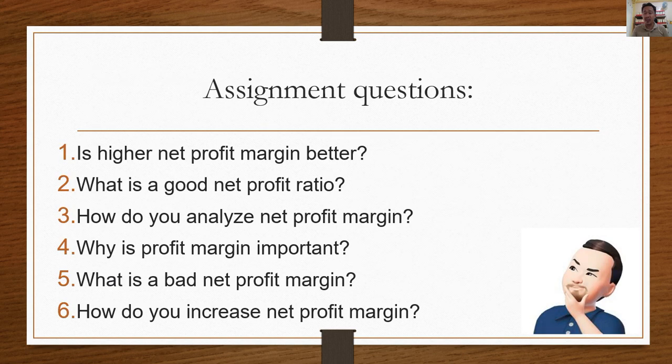So here's your assignment questions. Is a higher net profit margin better? What is a good net profit ratio? And how do you analyze net profit margin? Why is profit margin important? What is a bad net profit margin? And how do you increase net profit margin?